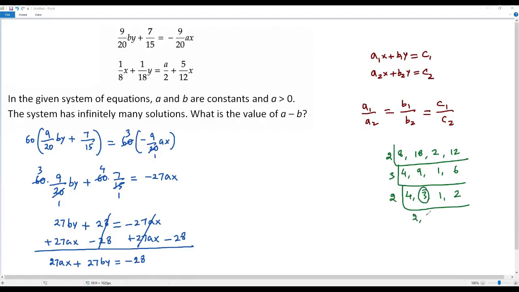3 is not divisible by 2, so we have to write this 3 as it is, and we have to write this 1 as it is. 2 divided by 2 is 1. Now there is no common divisor for all the four numbers, nor for three numbers, nor for two numbers. Now we have to stop the process.